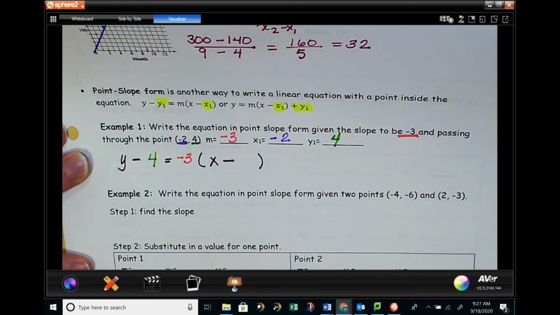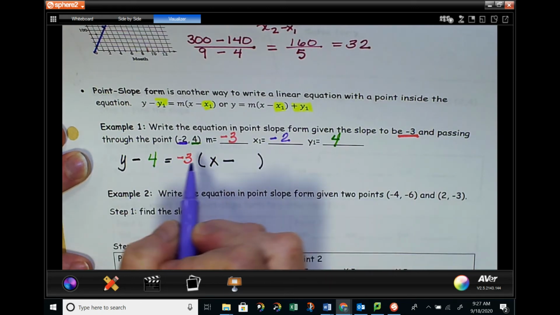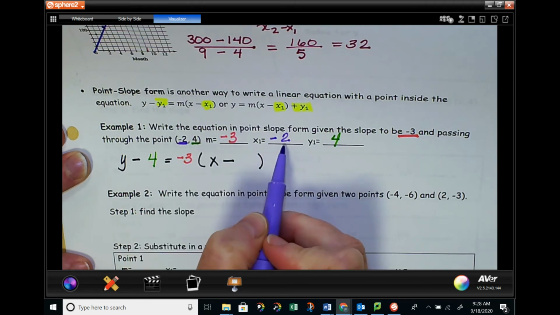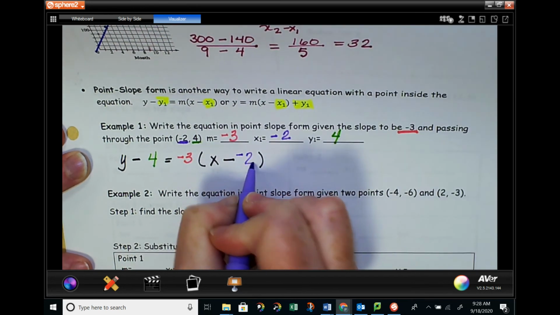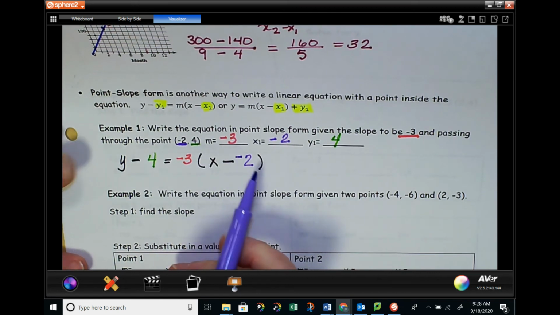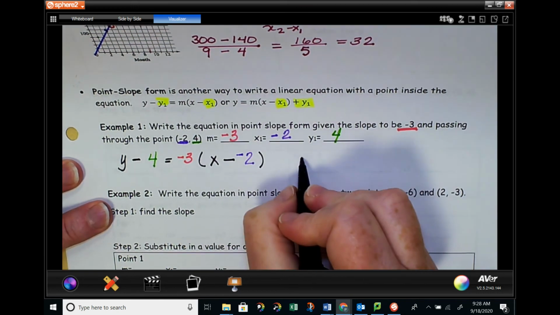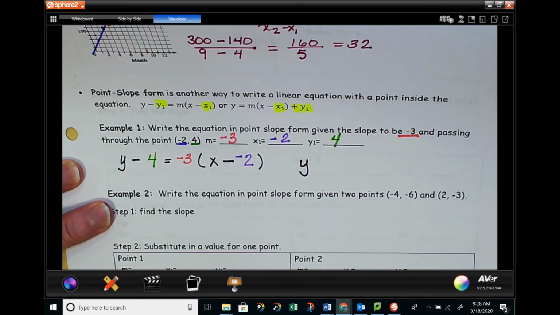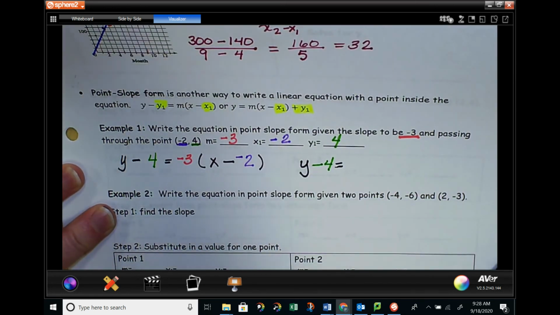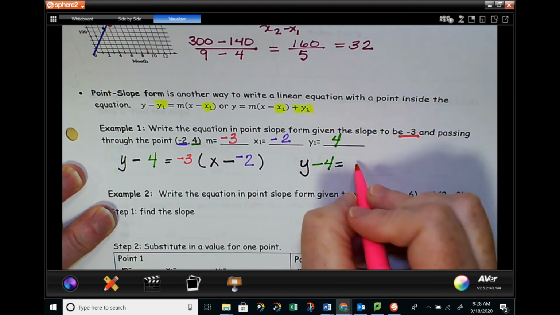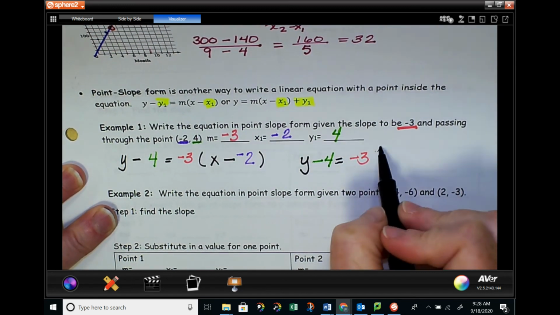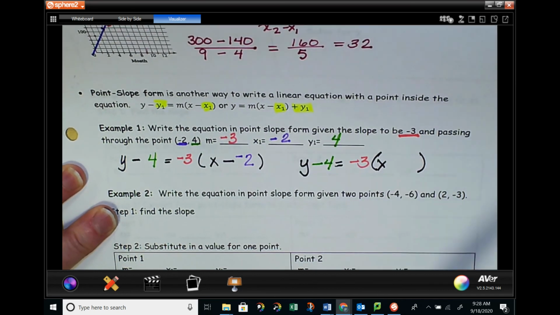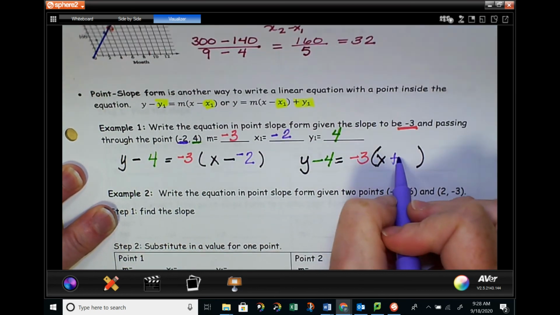And then what happens with that is now I'm going to plug in my x1, because now I've got x1 here and x1 is -2. So notice that I have a negative and a negative, so I'm going to go through and simplify. So I get y, and this is the opposite of 4, so I just put the opposite, it makes it easier, equals -3, and now this is the opposite of -2, which is +2.